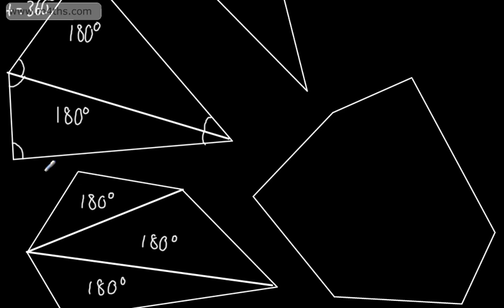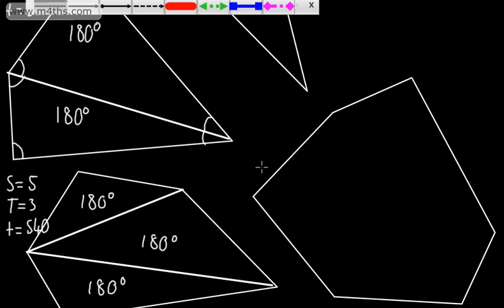With this one, we have the number of sides. The number of sides is going to be 5. The number of triangles is going to be 3. And the sum of the interior angles is 540 degrees. Let's now take a 6-sided shape.